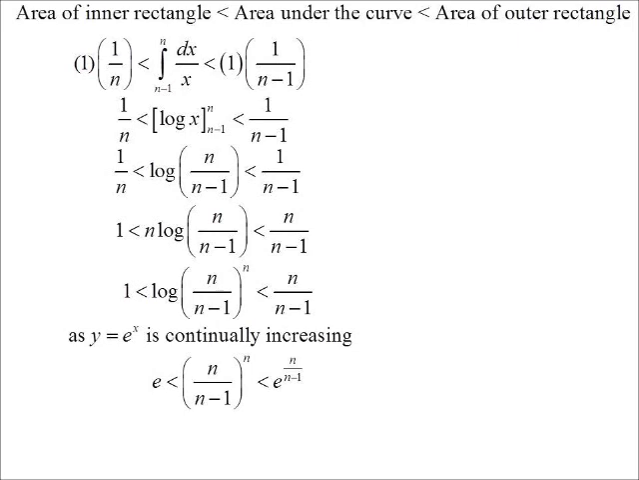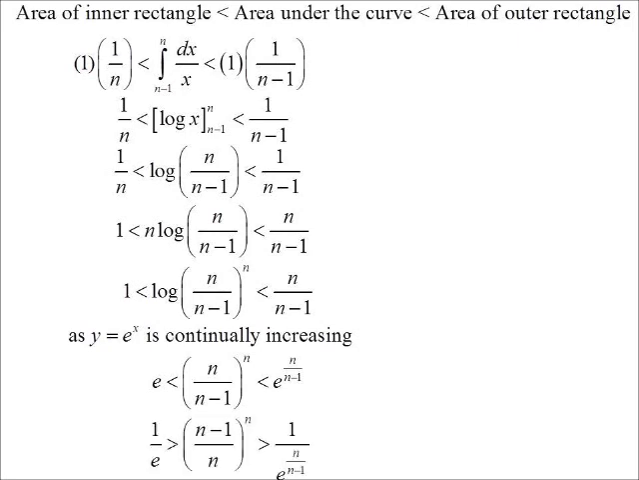Now, I know y equals e to the x is a continually increasing curve. So if the numbers that I substitute in are in this order, then their answer should also be in that order as well. So I exponentialize, if that is such a word, everything. So e to the power of 1, e to the power of log, well, e to the power of log cancels, and I just get n on n minus 1 to the power of n, is less than e to the power of n on n minus 1. We're getting close to what they wanted, still not quite there.